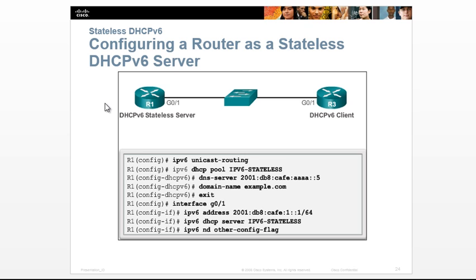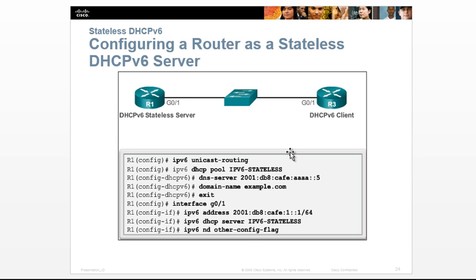So here are the commands to configure a router as a stateless DHCP6 server. So my first command is going to be IPv6 unicast routing. Under that, I'm going to assign my DHCP pool. So I will do ipv6 dhcp pool IPv6-stateless. Notice that it's in all caps, IPv6 and stateless. It has to be in all caps because these commands are case sensitive.